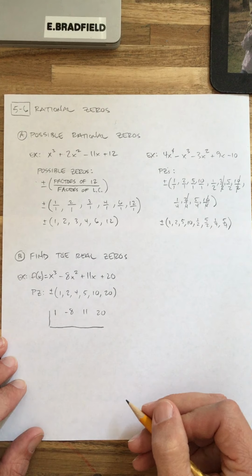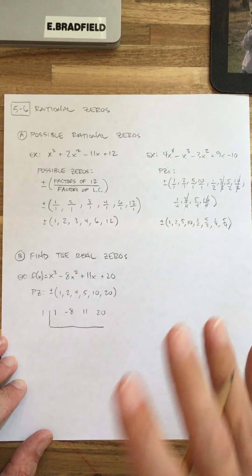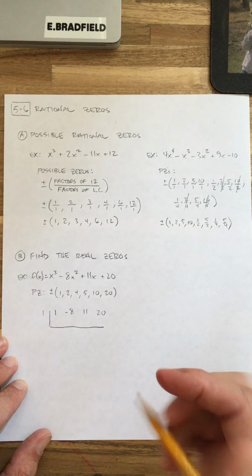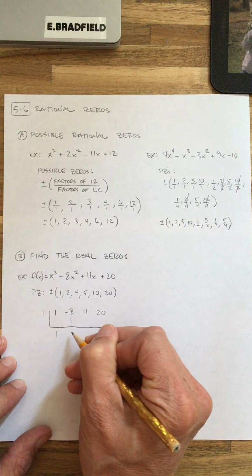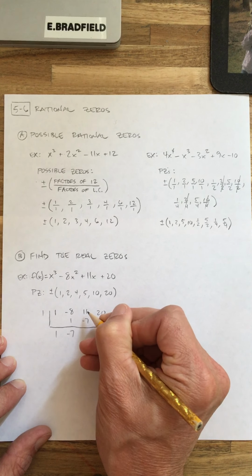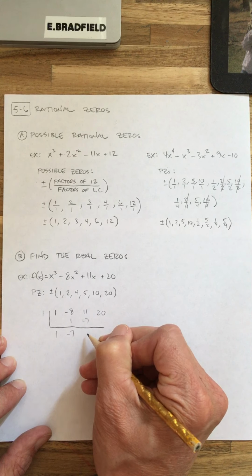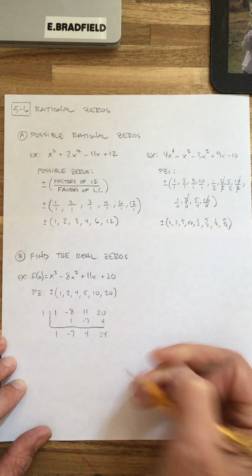And now all you have to do is plug in, go in order, plug in 1, okay? So put a 1 right here. It could be wrong, it could be right, who knows? I don't know, let's try it. Bring down the 1. 1 times 1 is 1. 1 take away 8 is -7. 1 times -7 is -7. 11 take away 7 is 4. 1 times 4 is 4. 20 plus 4 is 24.